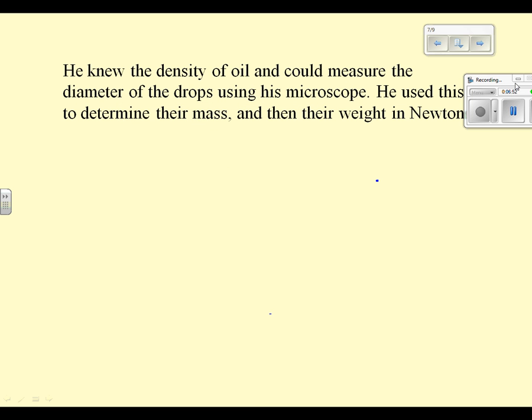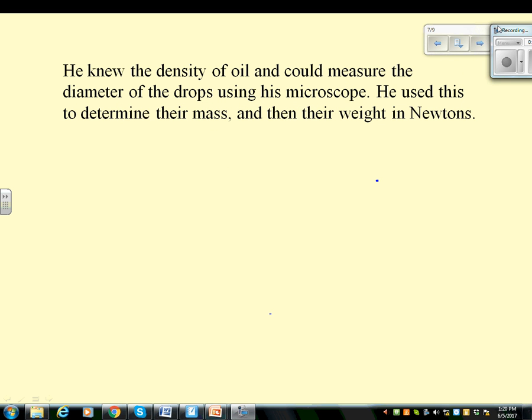Now, I'm going to lie a little bit. He actually measured the terminal velocity, and there is also some controversy about the viscosity of oil and the terminal velocity.